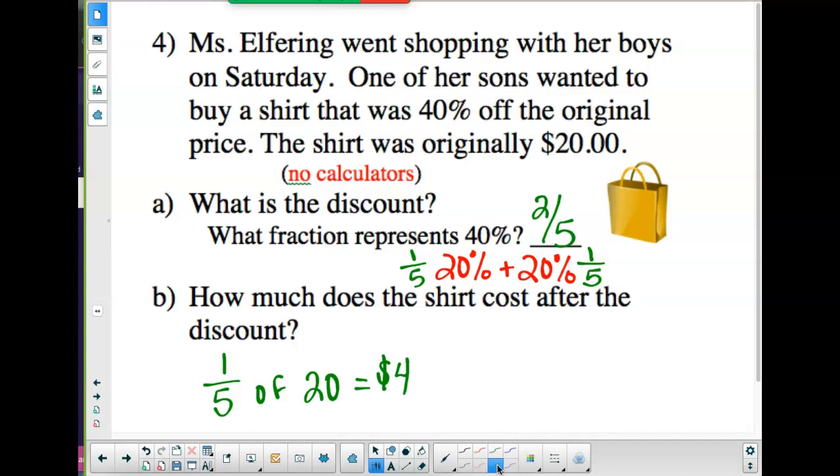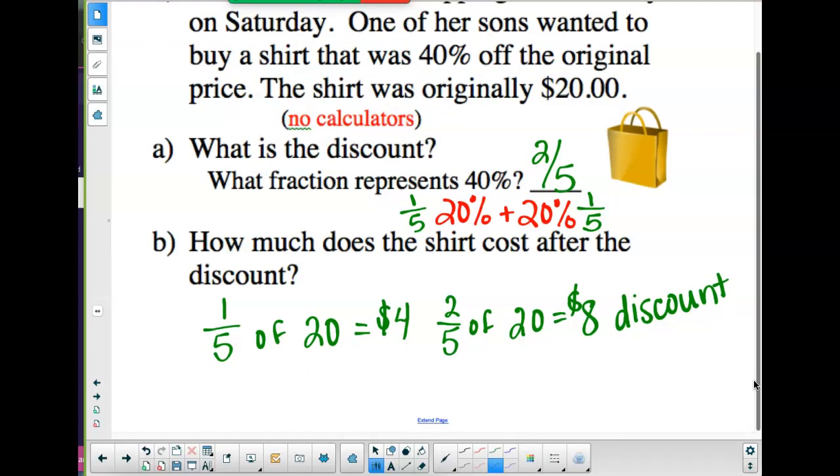We don't want 1/5, we want 2/5 of 20. If 1/5 is 4, what do you think 2/5 is? 8. Double it. Is $8 what we would pay? Is that how much the shirt costs? No, what is the $8? That is the discount. It's an $8 savings or discount. Okay, that's how much money we got off. So the discount is $8.